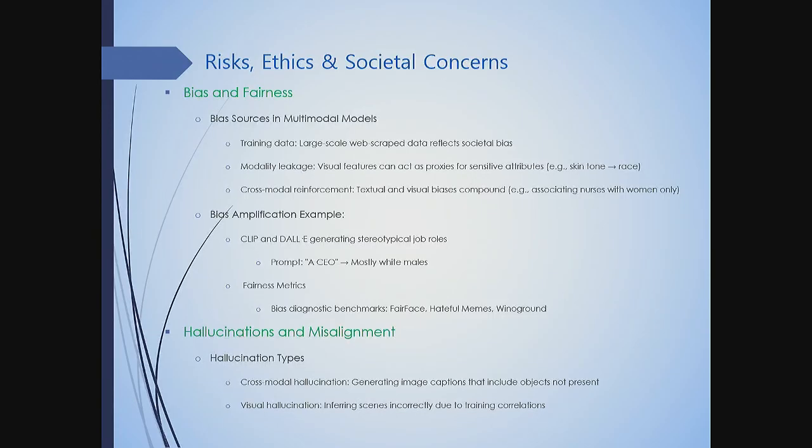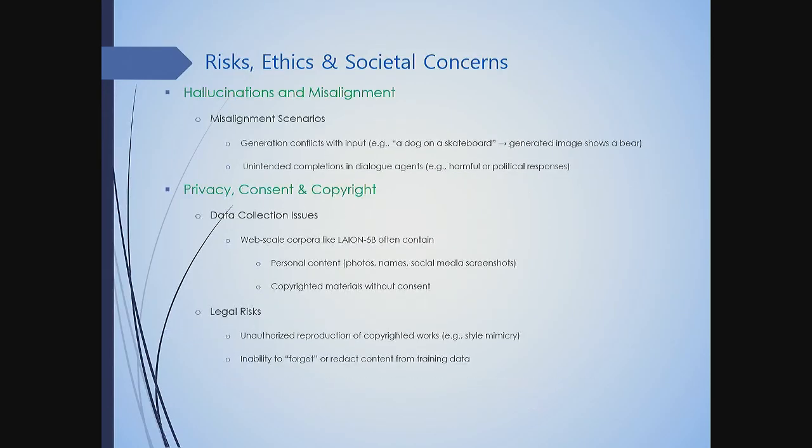You see, yeah. And hallucination and misalignment. So hallucination, for example, is a kind of cross-modal hallucination, where you generate an image caption that includes objects not present. Yeah. So the output lacks reality. It's so abstract, for example. Or, for example, inferring something incorrectly due to spurious training correlations and so on. Yeah. So these are the kinds of bias that you can have.